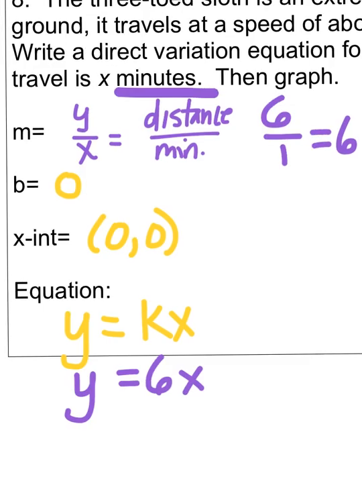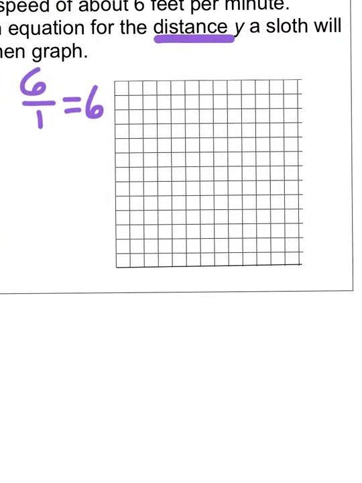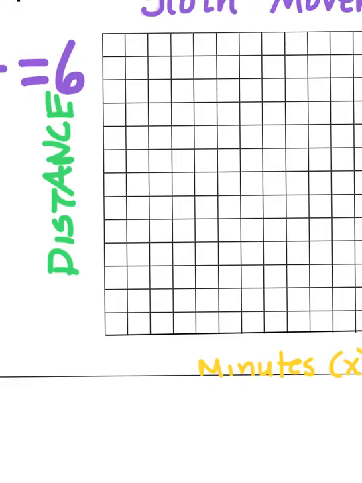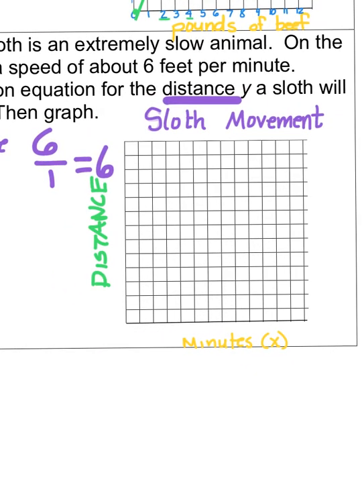Now let's go over to the graph. Please pause the video here to label the title and the axis. Now we have our distance, minutes, and I just titled it Sloth Movement. You may choose your own title. Remember that the minutes is our x value and our distance is our y value.